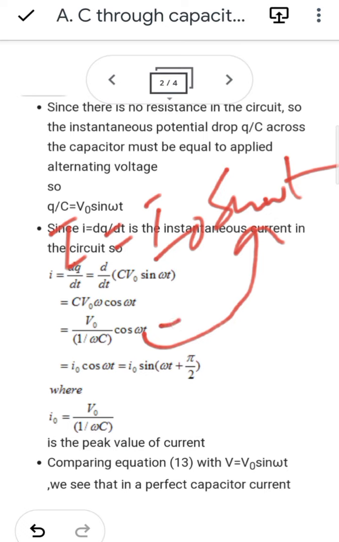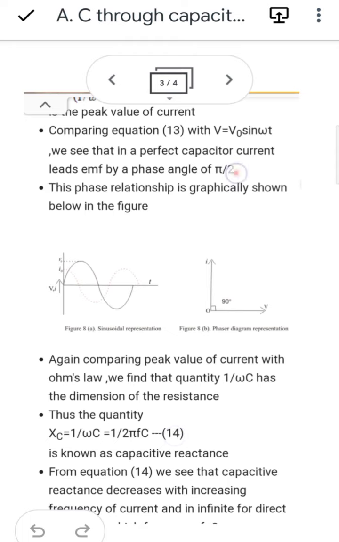So this one is sine omega t plus pi by 2, and the formula I is equal to V upon R. So the value of R is 1 upon omega C. When you compare the equation, you will get that this 1 upon R is omega C, which is equivalent to 1 upon omega C, and this one is 1 upon 2 pi f C. So you will see over here that the value is given as V equals V0 of sine omega t. We see that for a perfect capacitor the current leads the EMF by the phase angle of pi by 2.